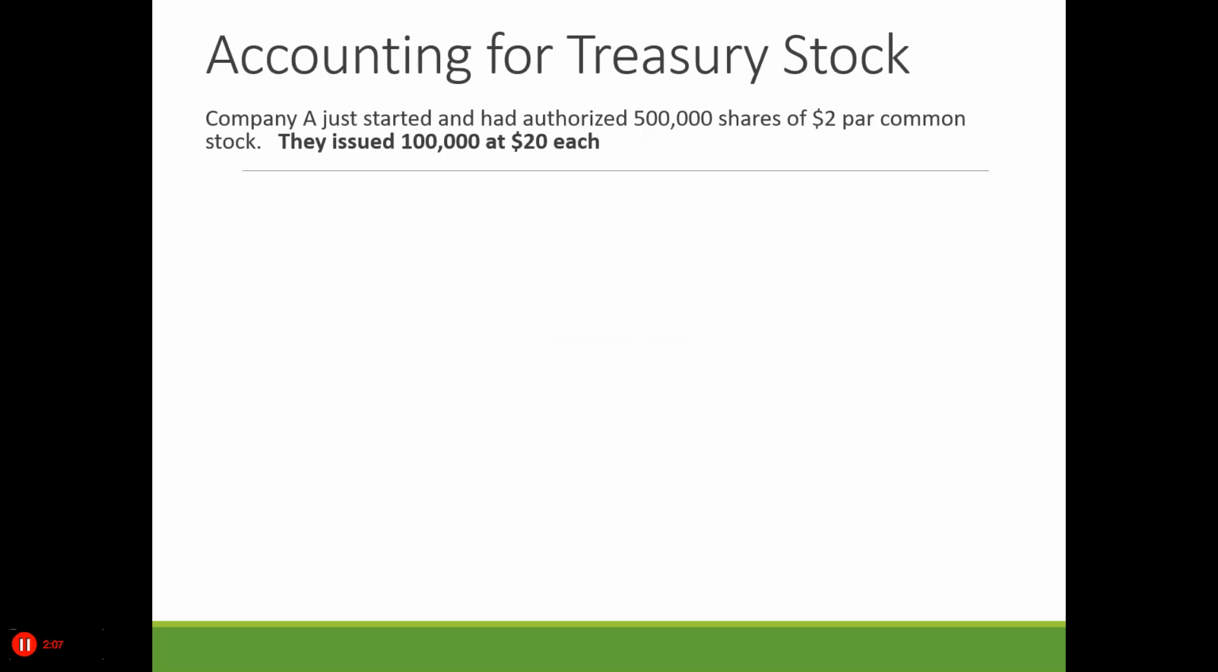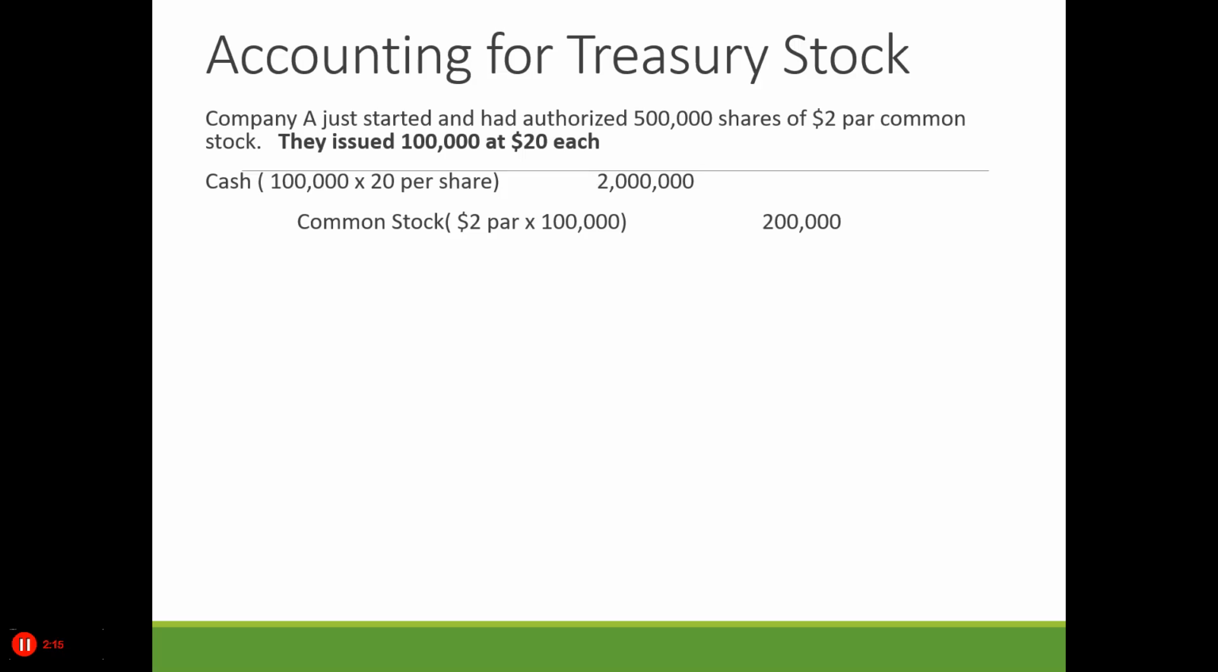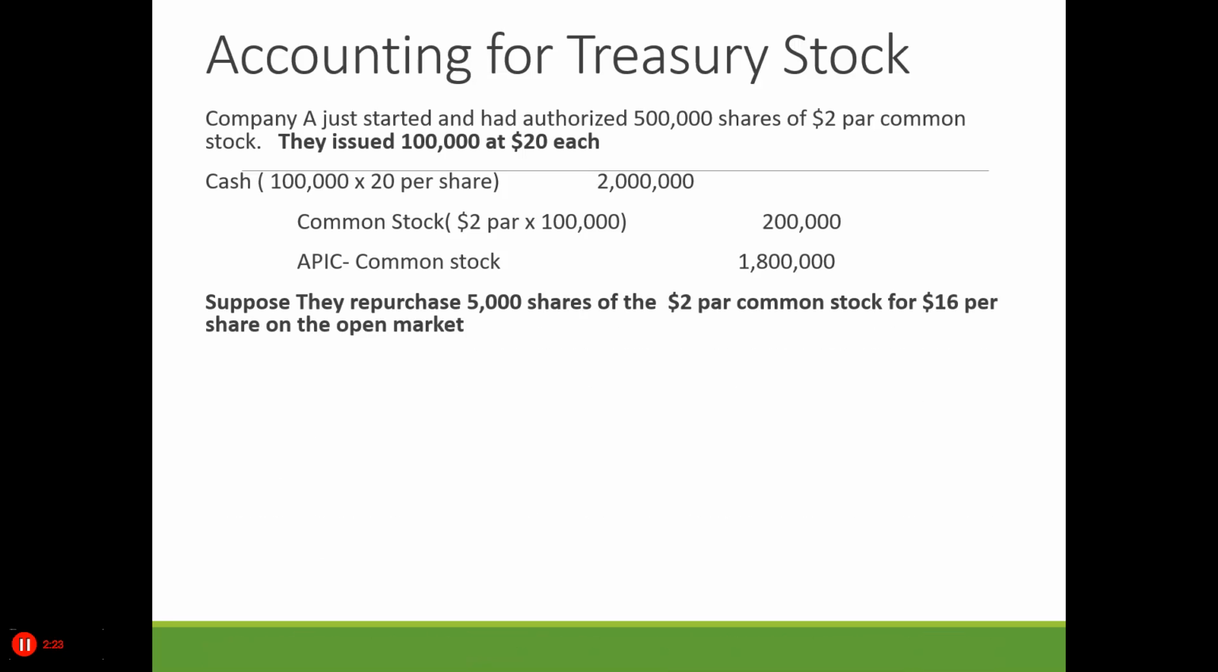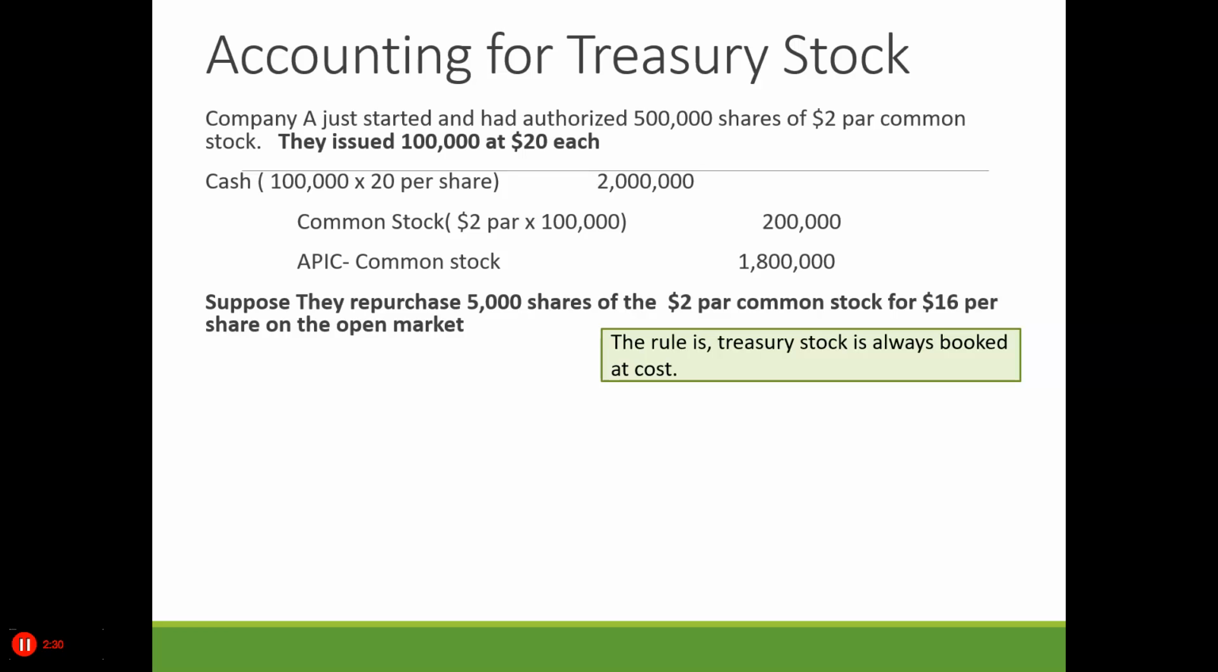Now, we have a company with 500,000 shares of $2 par common stock, and they issued 100,000 at $20 each. So we book the cash times 20, we take the common stock times 2, and the difference goes to APIC. Now suppose we repurchase 5,000 of our shares on the open market for $16 per share. The rule is treasury stock is always booked at cost. So we're going to take 5,000 times 16, and we're going to debit treasury stock and credit cash. Remember, we're buying stock, so it's going to decrease our cash.